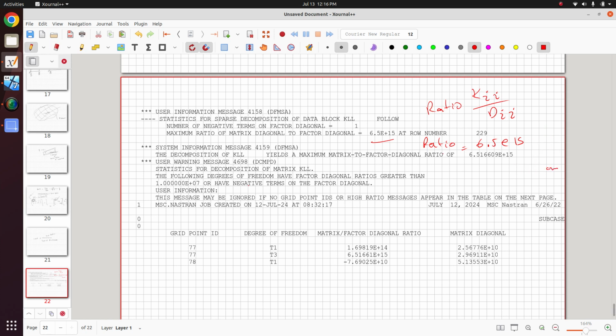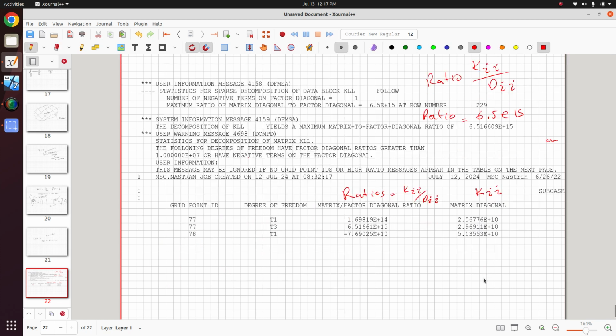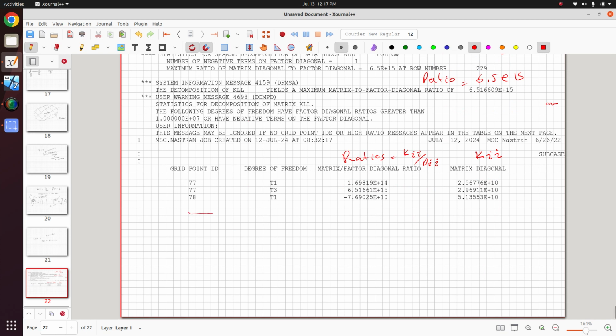Now, if we wanted to, we can look at this other table here. In this column, these are going to be the ratios, KII over DII. This matrix diagonal is going to be KII. And then this is going to tell us the node ID and the degree of freedom. Now, imagine that this is your stiffness matrix. There's a value here, here, here, here, here.